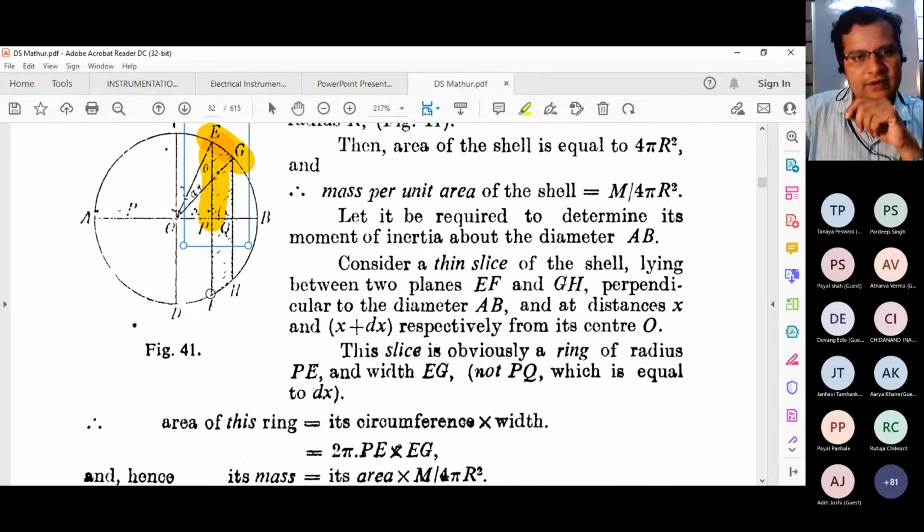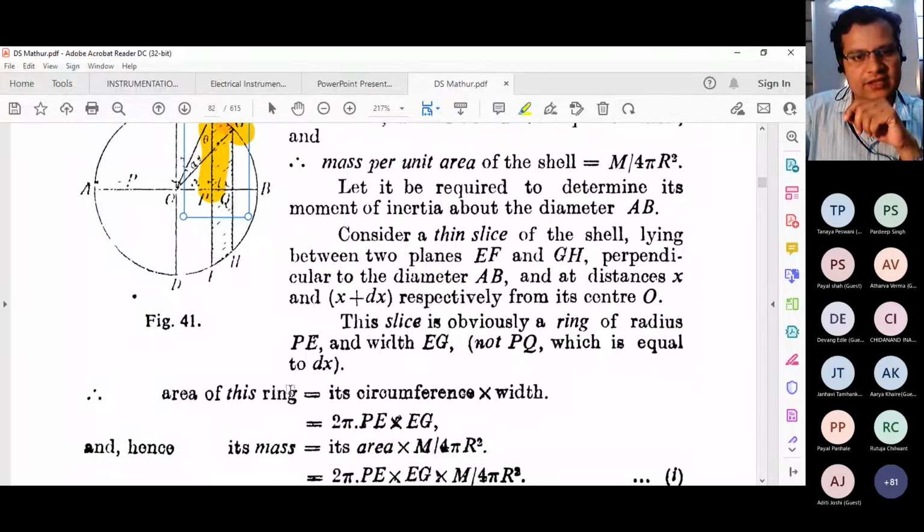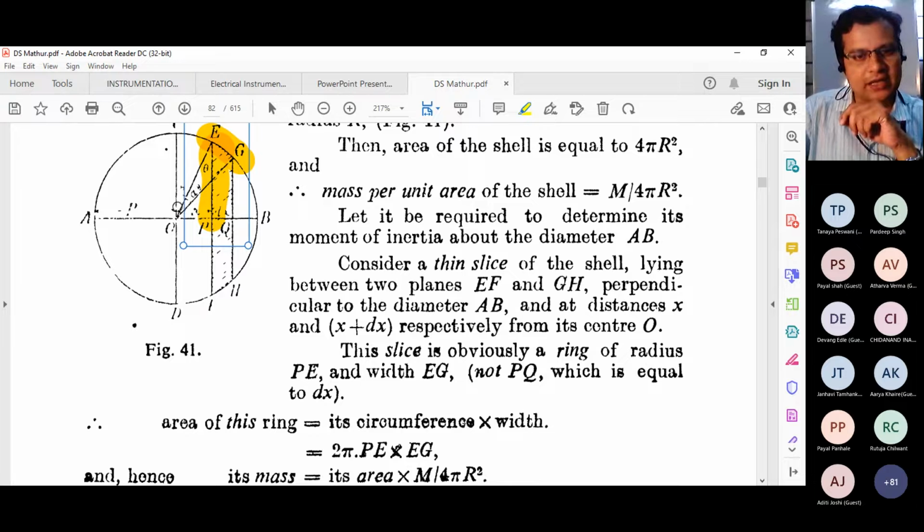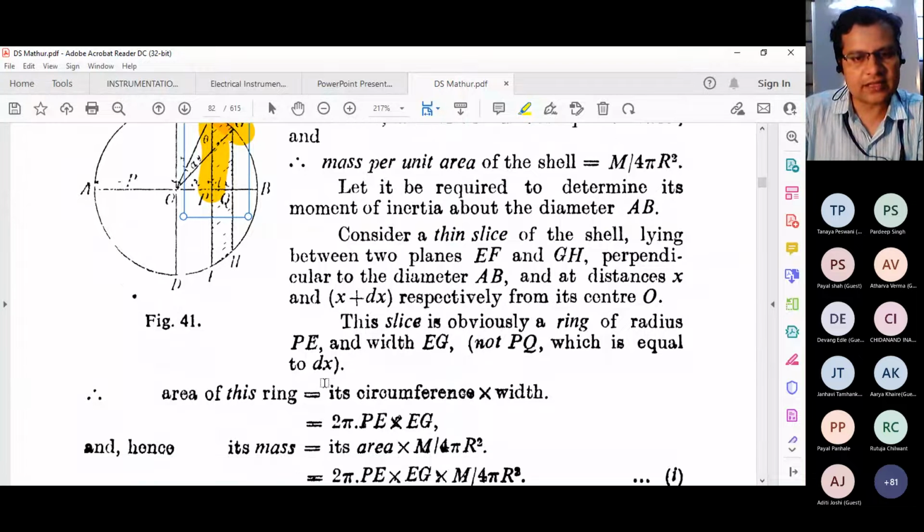Okay. So whenever we are going to find the area of such a ring, how can you find it? You write down circumference into width. Since this is a slice of radius PE, 2 pi into radius R becomes the circumference, and EG becomes its width. So 2 pi PE EG will be the area of that small portion or thin slice. We called it a ring of radius PE. Therefore, its mass will be how much? Mass per unit area into area. So the area of this ring we calculated.